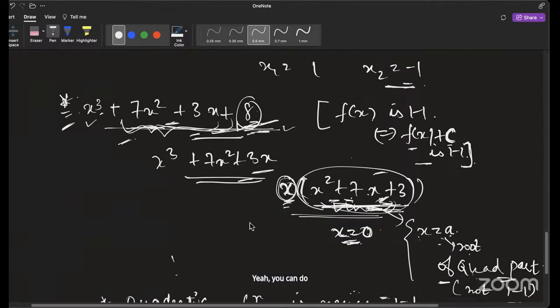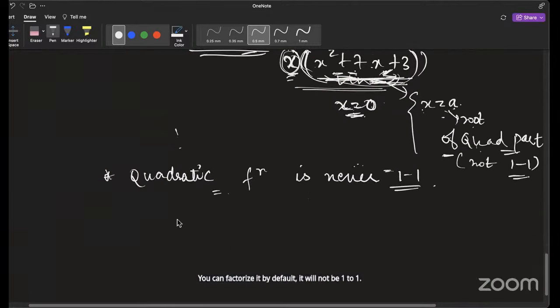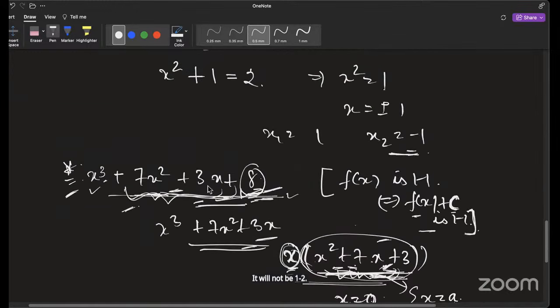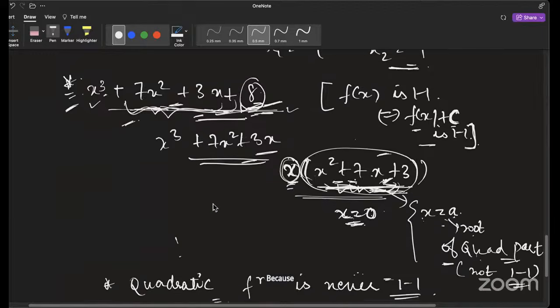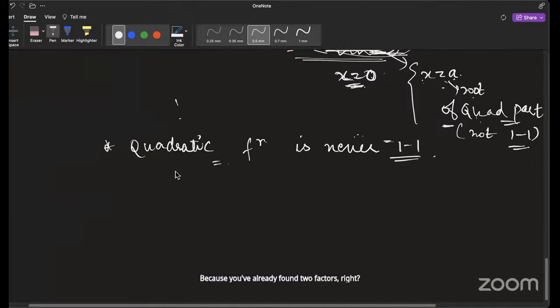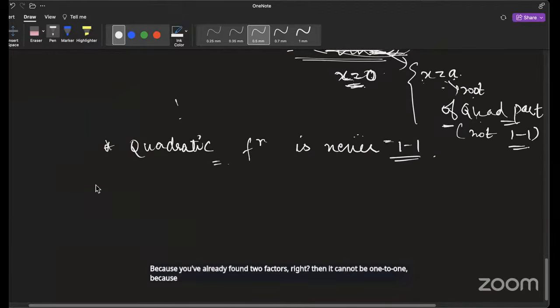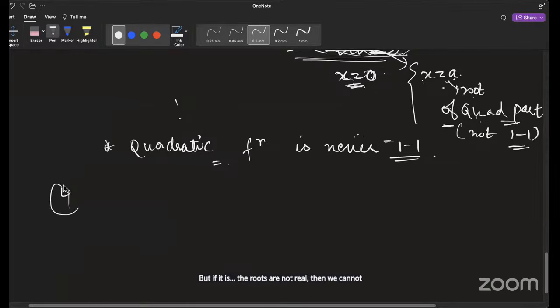If you can factorize it, by default it will not be 1-1, because you've already found two factors, right? Then it cannot be 1-1 because it will cut the x-axis at 2 points. So it's already not 1-1. But if the roots are not real, then we cannot comment.